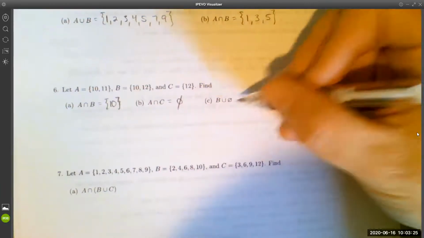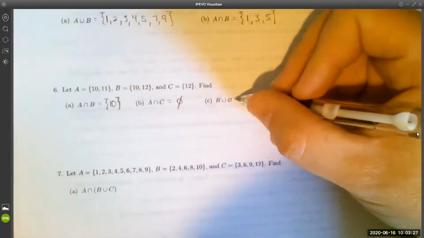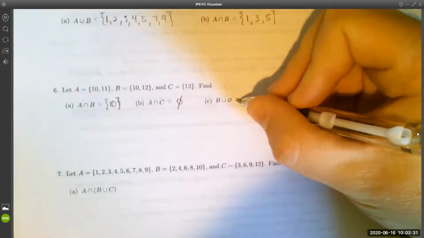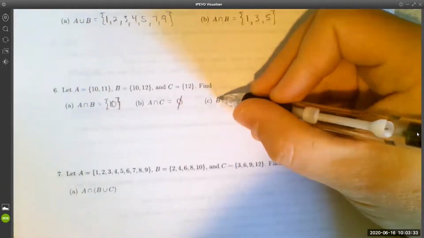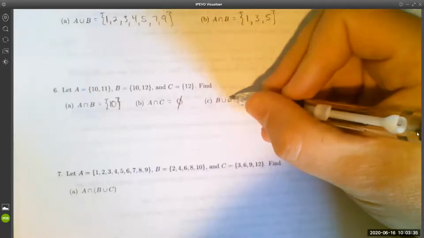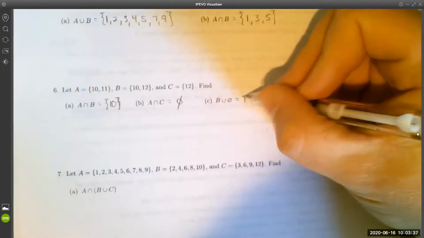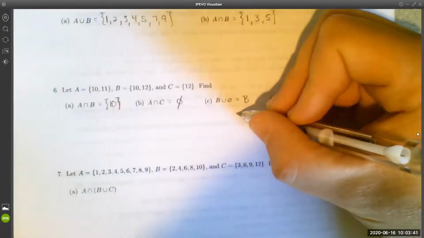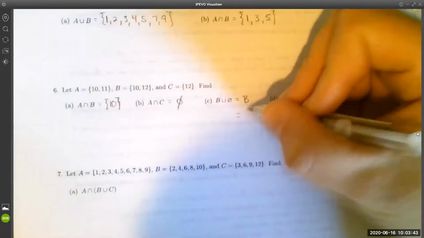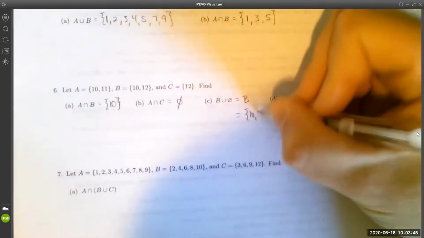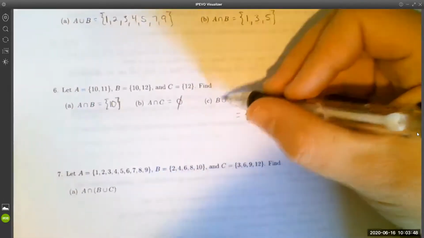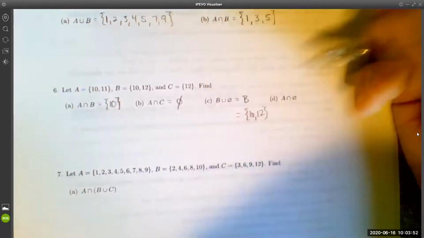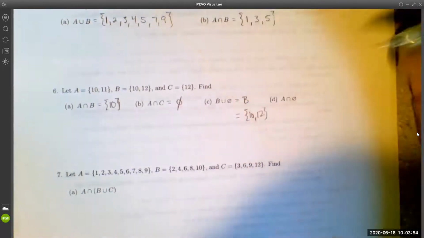B union empty set. Well, the empty set doesn't have anything in it. So when you're putting all of the elements of B together with all of the elements of the empty set, you're just going to get the set B. You're not going to get anything new. If you wanted to use the roster notation for this, then you could say it's the set 10, 12. But doing B union empty set, the empty set doesn't add anything new.